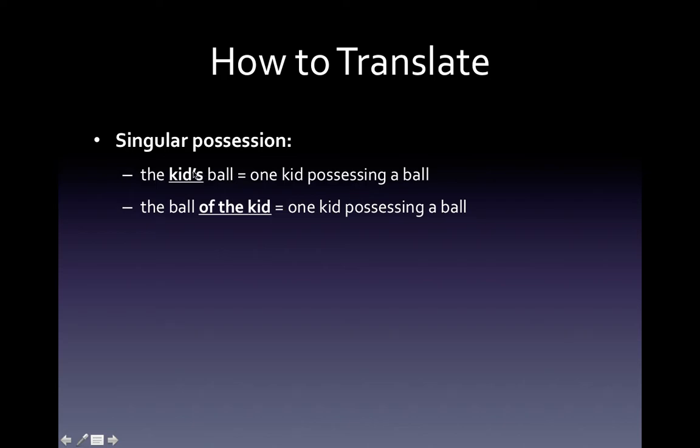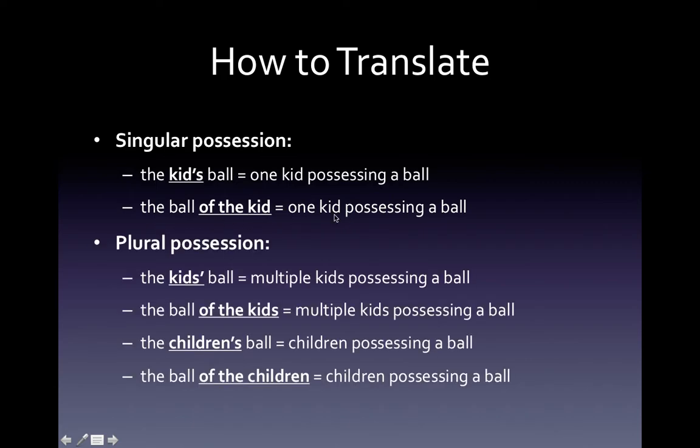If you don't know how to use apostrophes properly, I highly recommend that you just stick to the of version. It can be a little clunky, but at least it's a lot easier to get correct in the beginning. So the ball of the kid is also one kid showing possession of a ball.